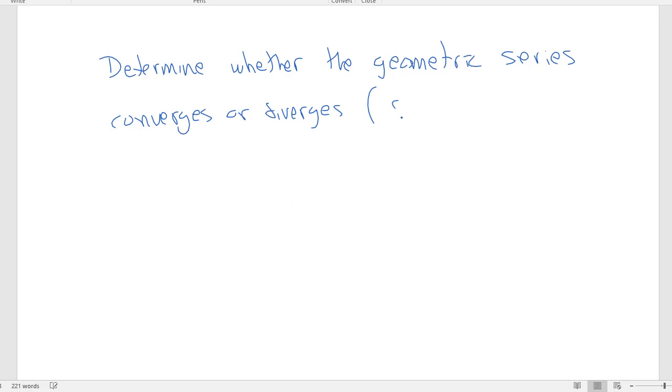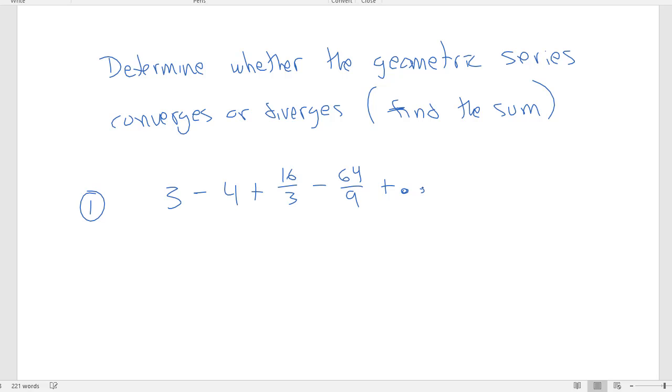So I'll just save a second of time here. If it diverges, obviously it has no sum. But if it converges, then it does have a sum, and let's find what that summation is. So let us say the first one we want to look at is 3 minus 4 plus 16 thirds minus 64 ninths plus dot, dot, dot.